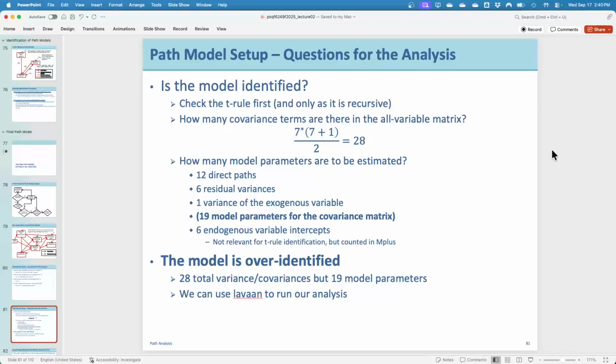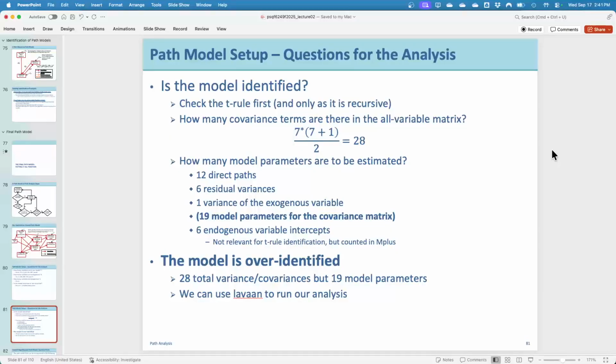How about the number of parameters? Well, let's do the T rule. There are 28 covariances and variances in our all-variable covariance matrix. How many model parameters do we estimate? We have 12 direct paths. That's 12 of those slopes. 6 residual variances. 1 variance in the exogenous variable. That means we have 19 model parameters for the covariance, right? So really the things we're looking at, these are the variables that impact the T rule: your direct effects, the regression slopes, the residual variances, and the exogenous variable variance-covariance. So there's 19. That's less than 28. We're good, right? We need this to be less than the saturated model.